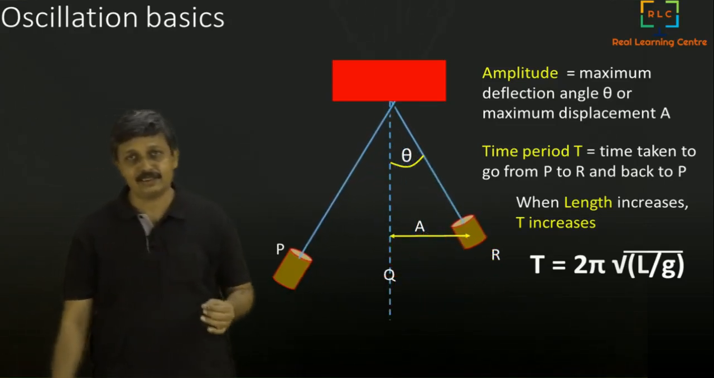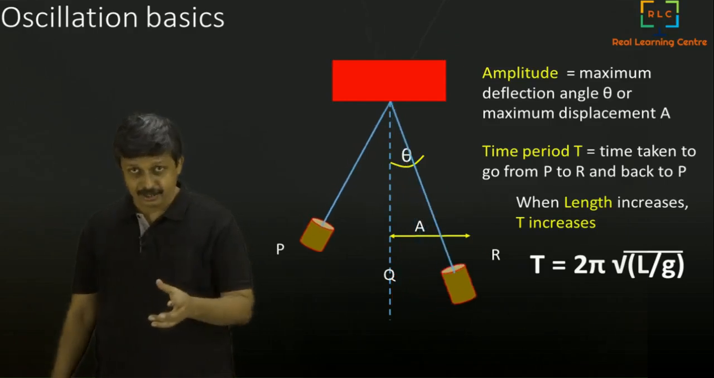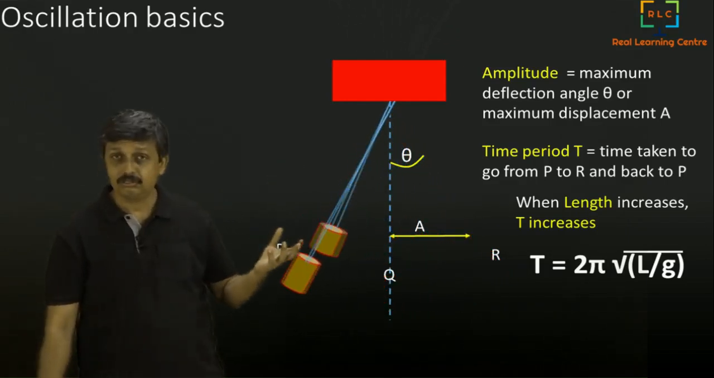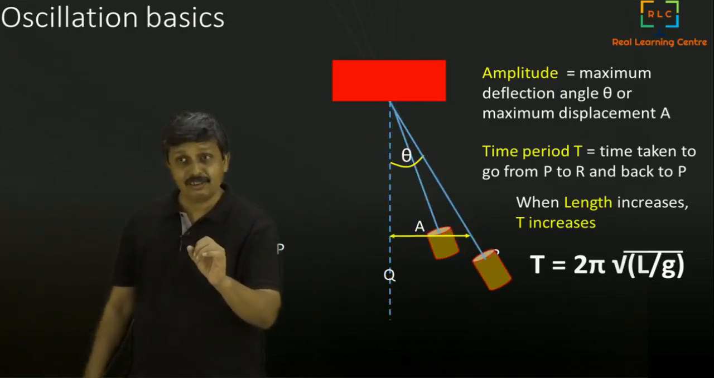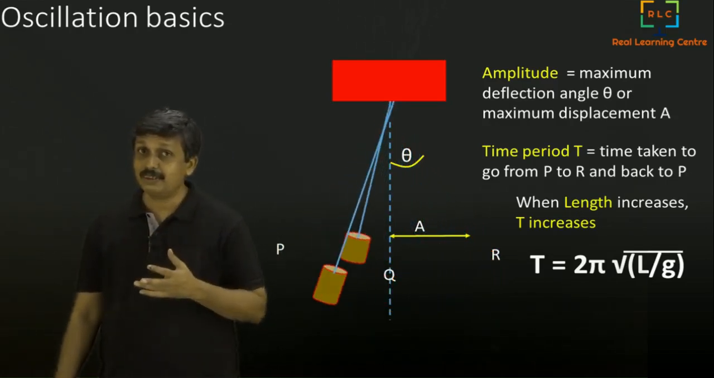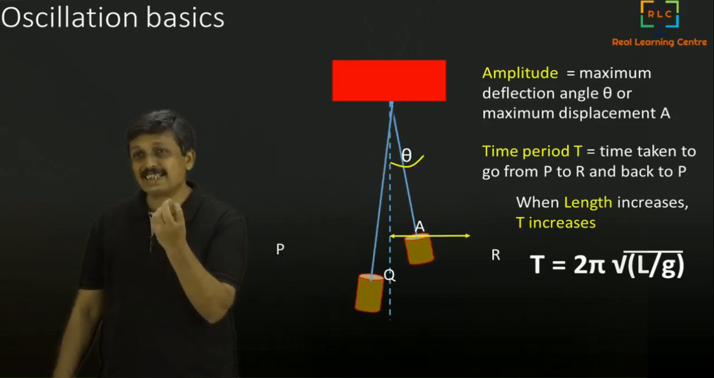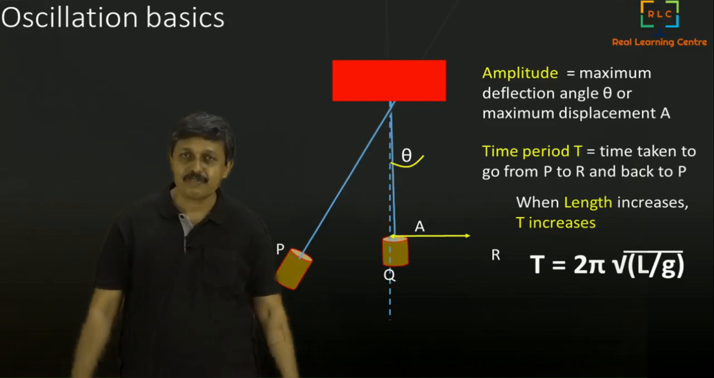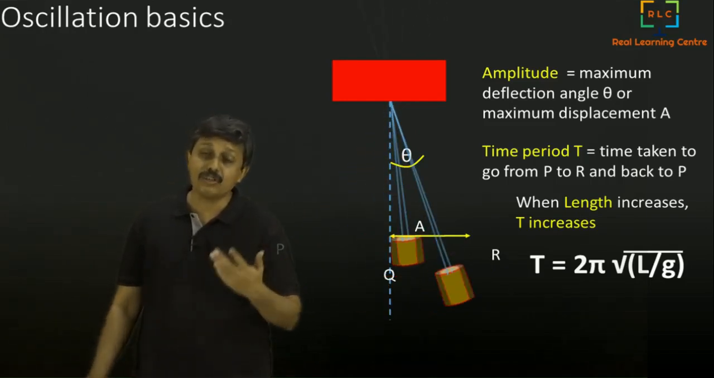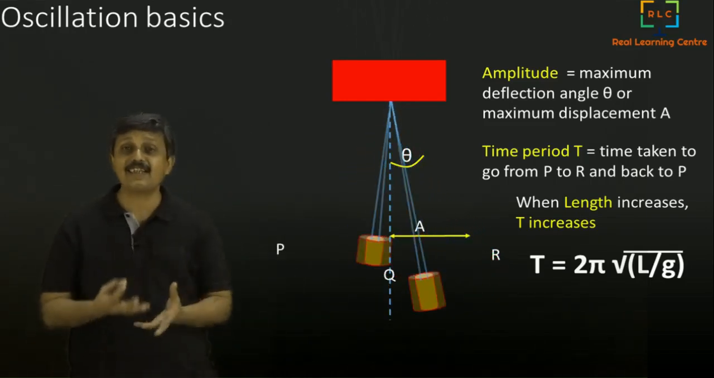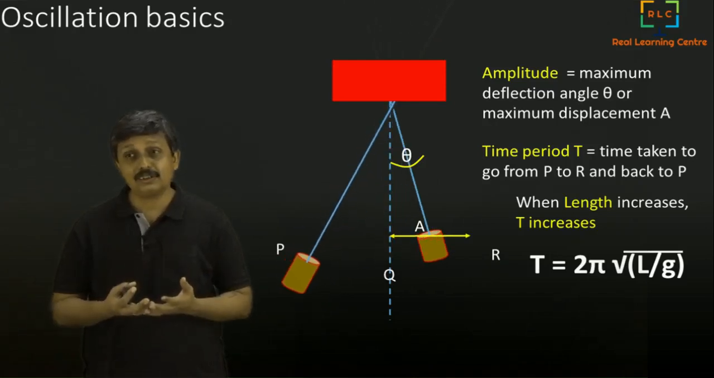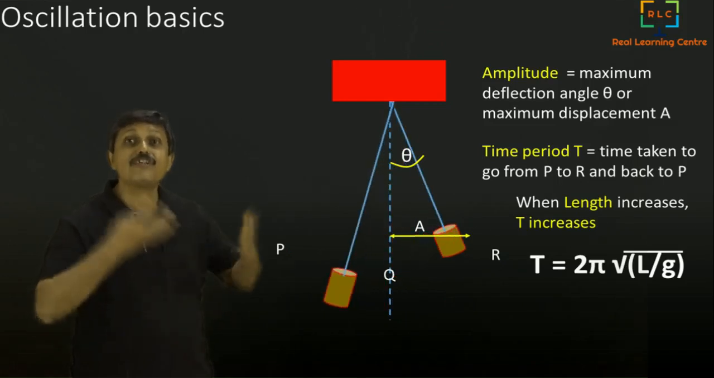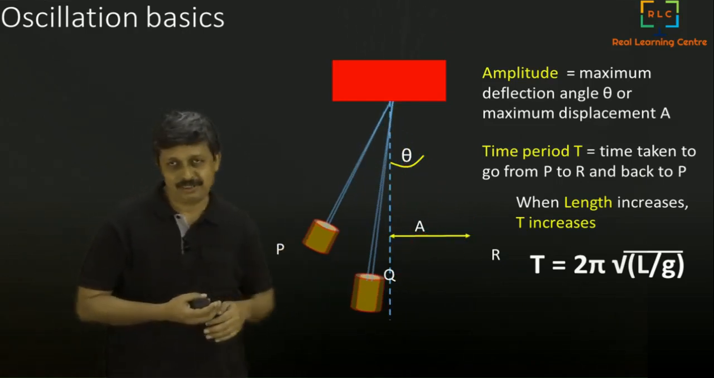L changes. But on the other hand, if you take the same pendulum and go to the moon, where G changes, what happens? The pendulum slows down. If G is less, T is more, because G is in the denominator. On the moon, acceleration due to gravity is one-sixth of Earth's. So the time period substantially increases. T is equal to 2 pi root of L by G.